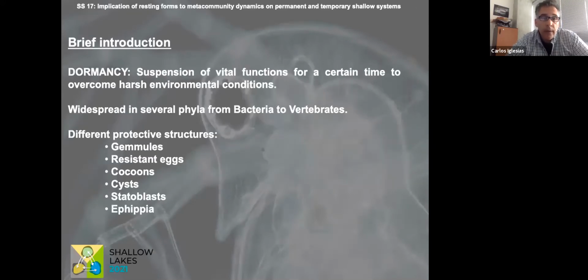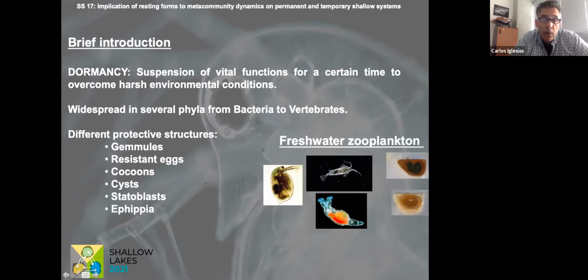Just to put a little context, dormancy is the suspension of vital functions for a certain time to overcome harsh environmental conditions. It is a widespread life trait present in several phyla, from bacteria to vertebrates, with different protective structures being present. And we have gemmules, resistant eggs, cocoons, cysts, statoblasts, ephippia. And for our interest, freshwater zooplankton is one of the paradigmatic groups exhibiting this strategy.